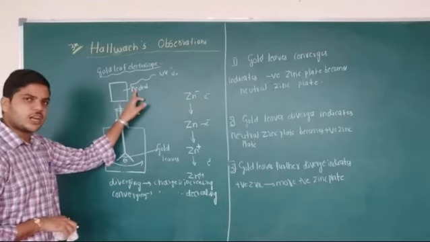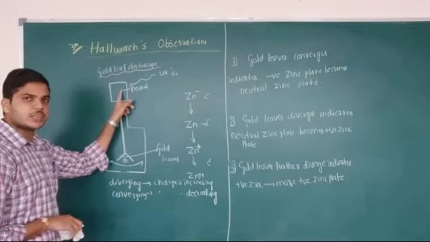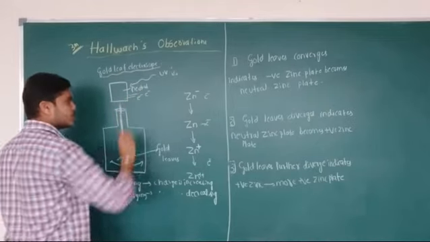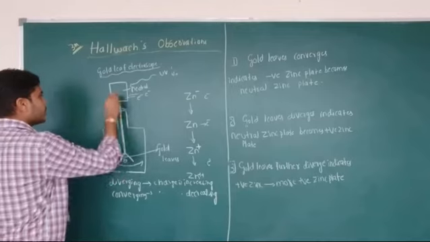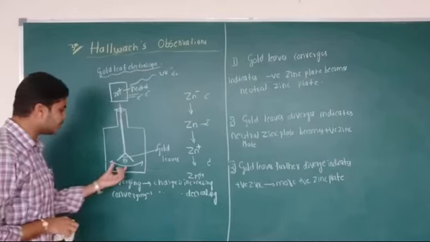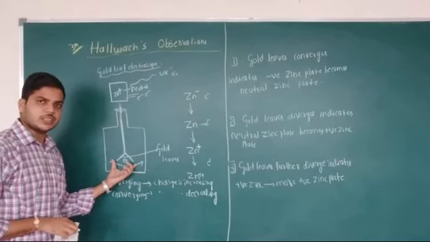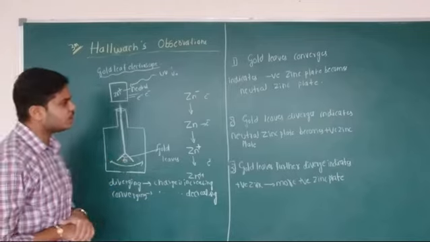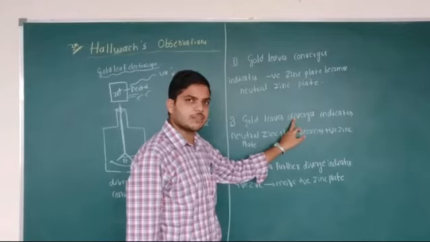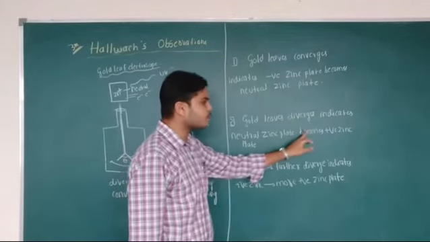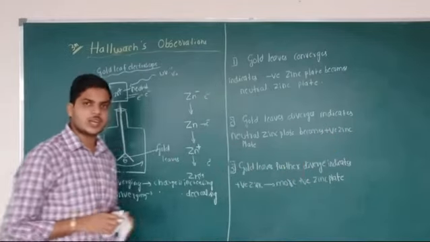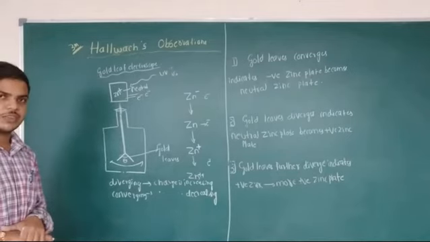Initially it is neutral. If the UV radiation falls on the neutral zinc plate, electrons come out of the metal surface. Therefore, the neutral zinc plate becomes a positive zinc plate. The positive charge is increasing on the zinc plate, therefore the gold leaves are diverging. What is the second observation? The gold leaves diverge, which indicates that the neutral zinc plate becomes a positive zinc plate. The positive charge is increasing, therefore the gold leaves are diverging. This is the second observation.